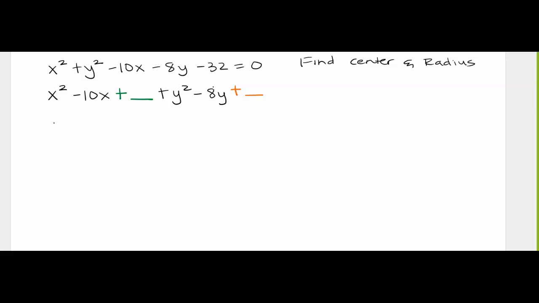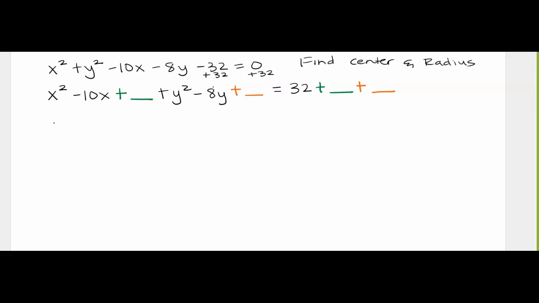And then I still have that minus 32, but I'm actually going to want to add that 32 over to the other side. So I'm going to have equals positive 32, and then I added the green blank to one side of the equation. So to balance that out, I've got to add green blank to the right side, and same thing with the orange blank. If I add something to the left side, I've got to add that same something to the right side. And so now I just need to figure out what goes into those blanks.